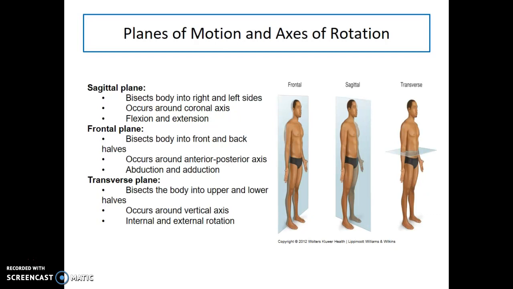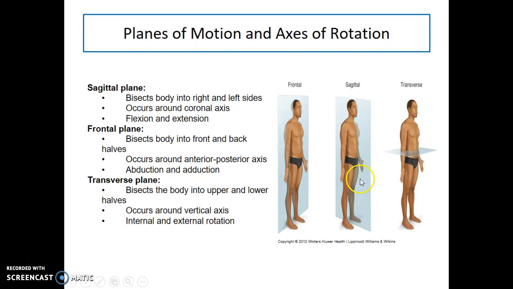The frontal plane, the first image, bisects the body into front and back halves, or anterior and posterior. It occurs around the anterior-posterior axis. Notice the resemblance in those terms. The movements of the body in that plane would be abduction and adduction.